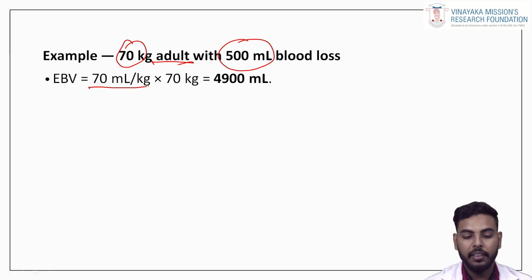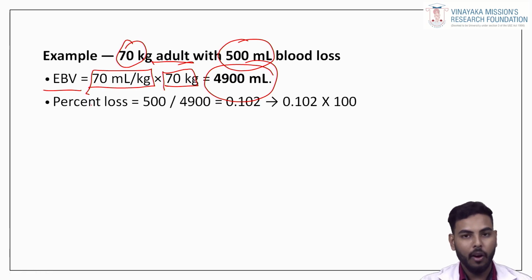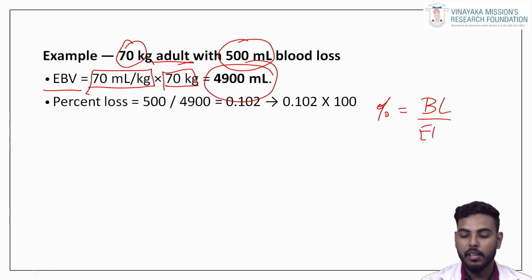Okay, so that is 70 ml per kg, EBV value into 70. So when we multiply this, we will be getting 4900 ml. So now the EBV value for this 70 kg patient is 4900 ml. So next what we have to do is substitute this in the percentage formula. Percent loss is equal to blood loss divided by EBV into 100.